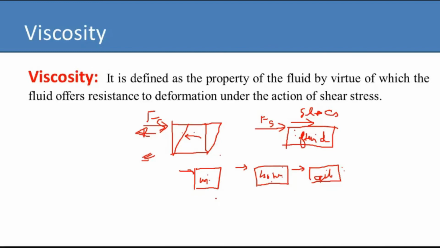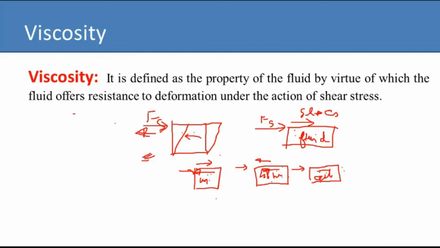Although all these three are fluids, if you are applying the same acceleration due to gravity in the downward direction, the flow pattern is different. That means there is some resistance. Honey will offer more resistance to shear stress. Water will offer less resistance, so water will flow quickly. Honey will offer more resistance, so it will flow slowly.